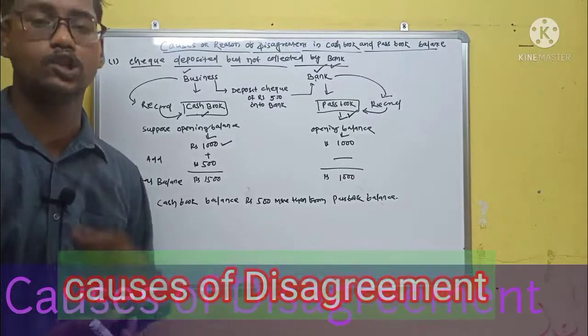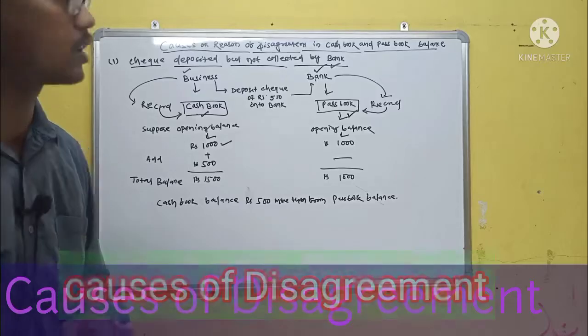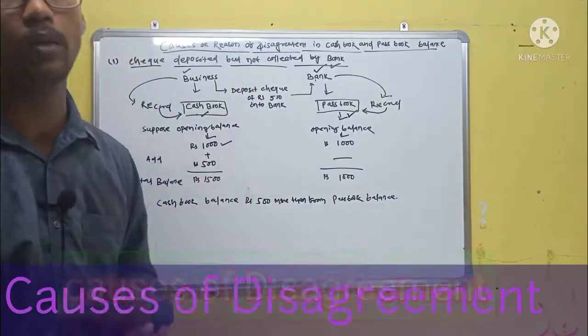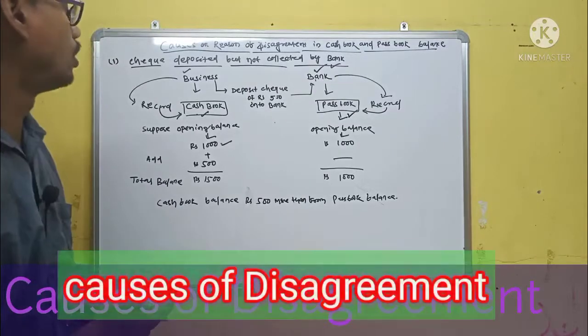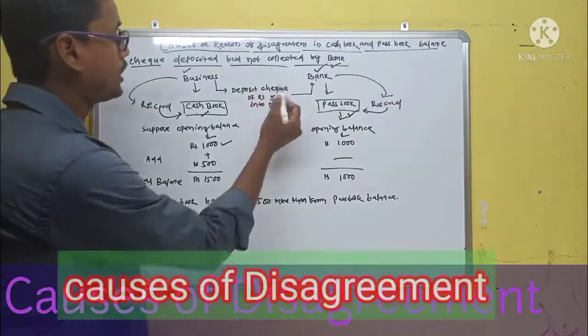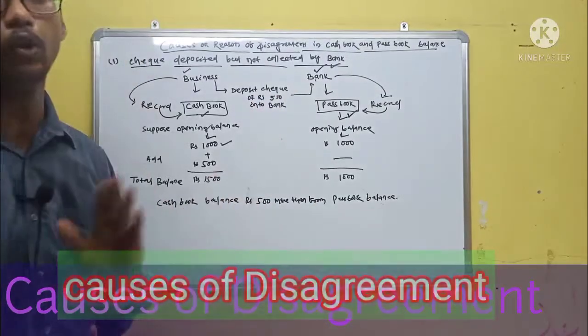A business deposits the customer's checks into the bank for the purpose of collection, but in this case the bank has not collected such an amount from the customer's account. So we take an example to clarify this. A business deposits a check of rupees 500 into the bank.